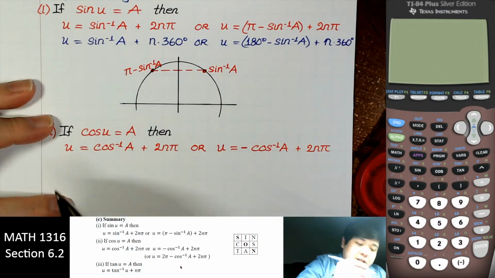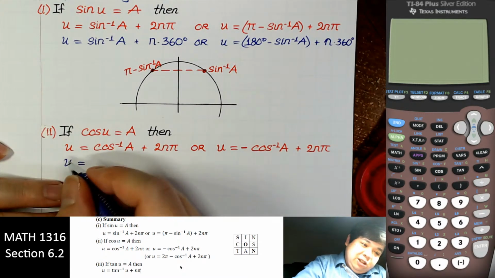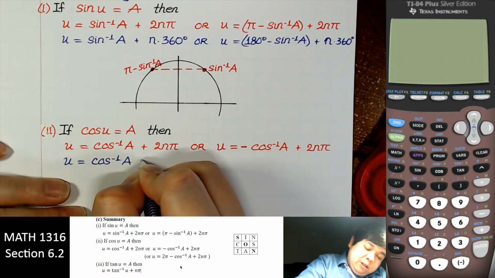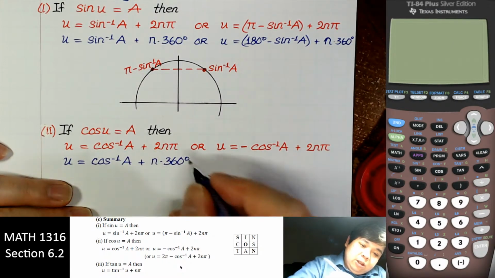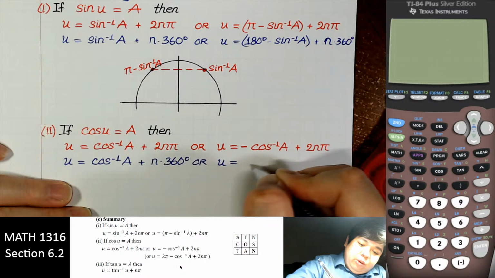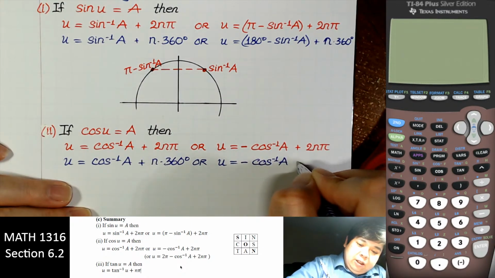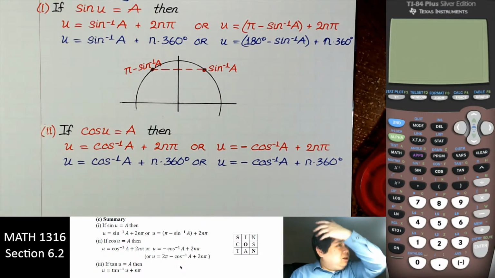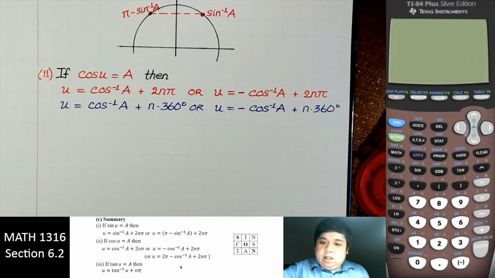So in terms of degrees, u equal to cosine inverse plus n times 360 degrees, or u equal to negative cosine inverse plus n times 360 degrees. Right, so that's good. So let me just draw part of the unit circle.